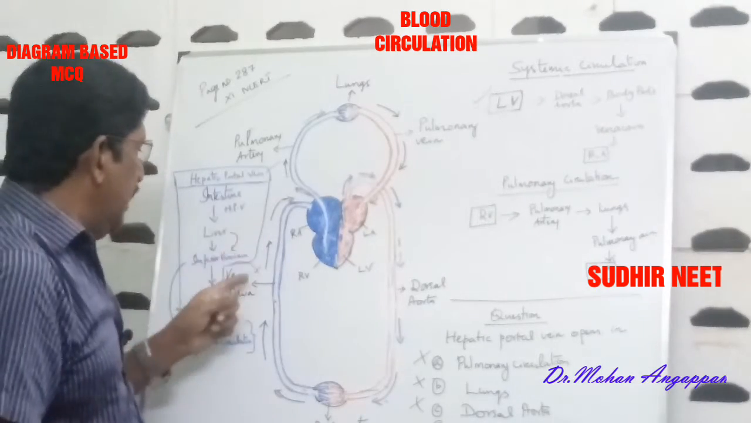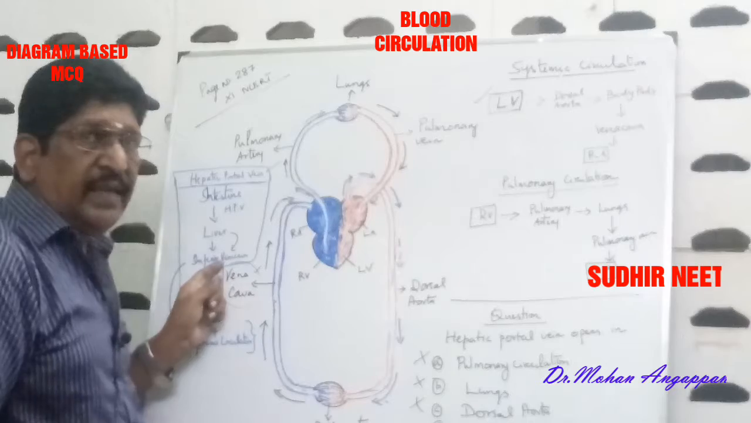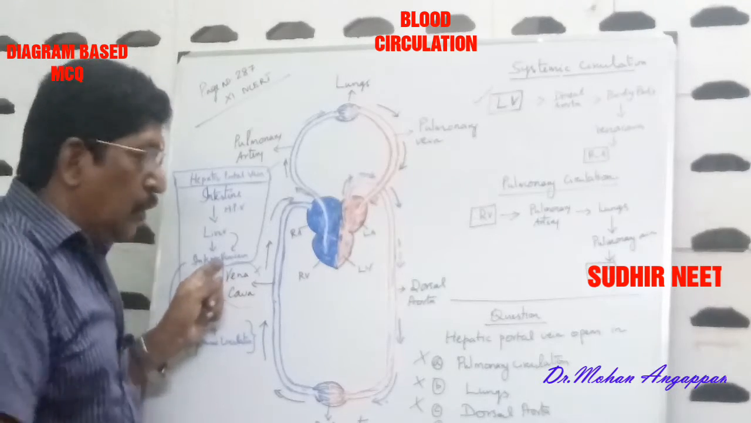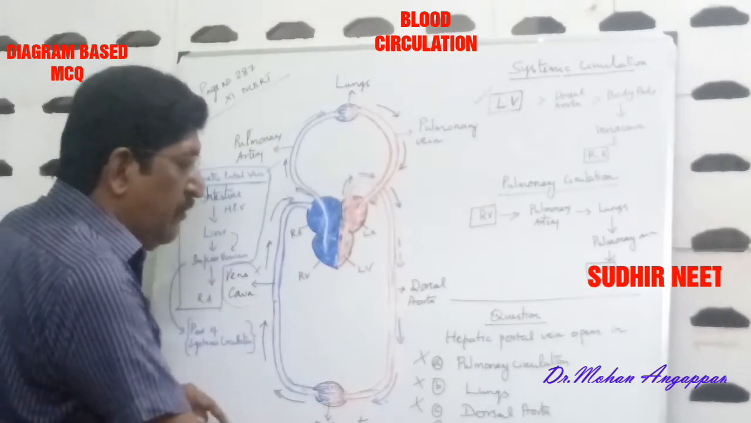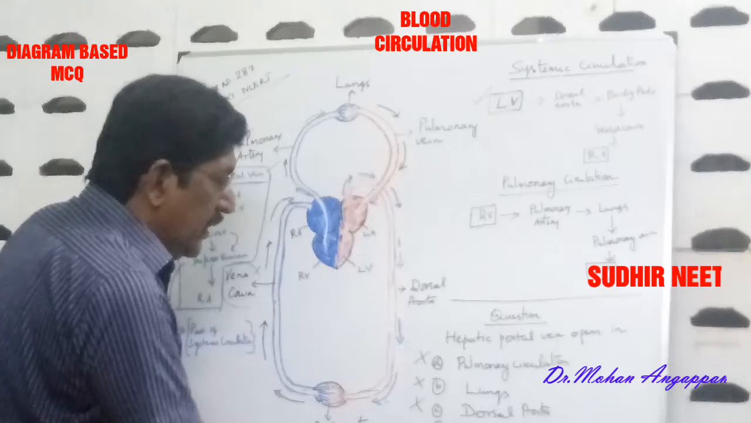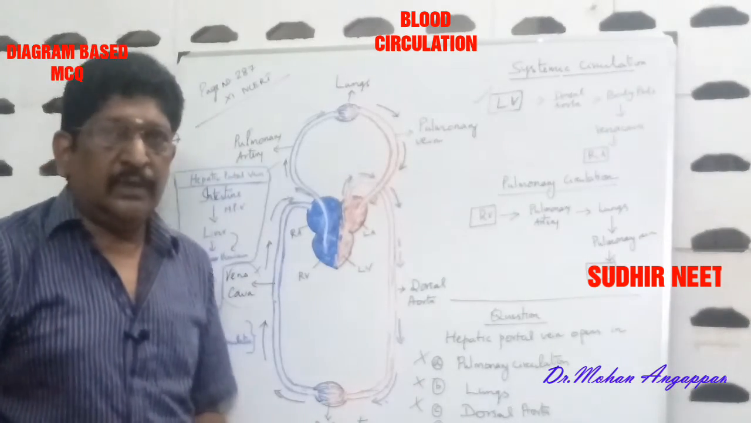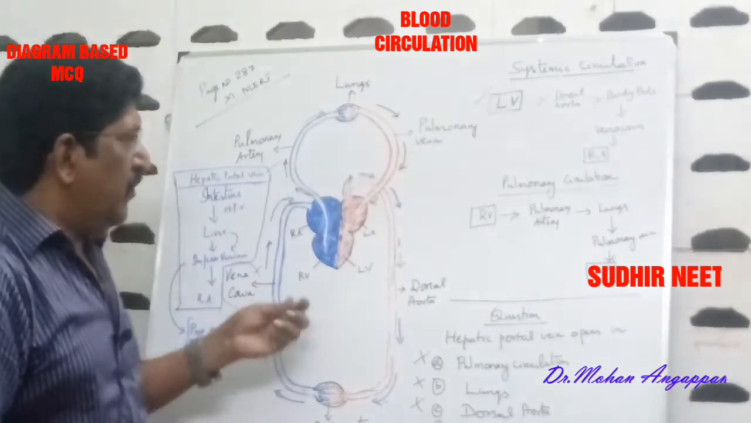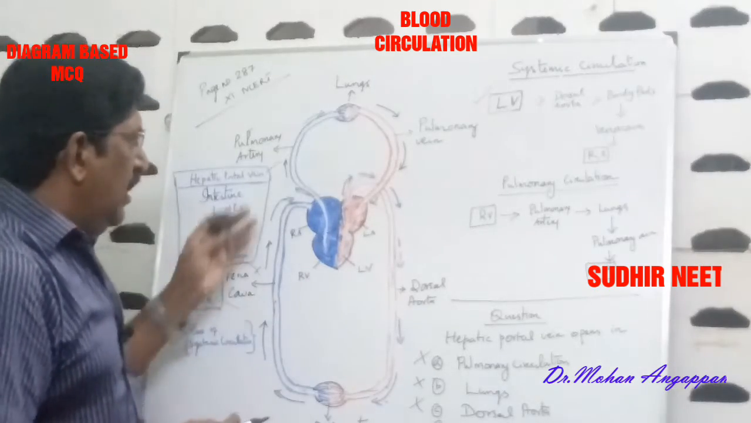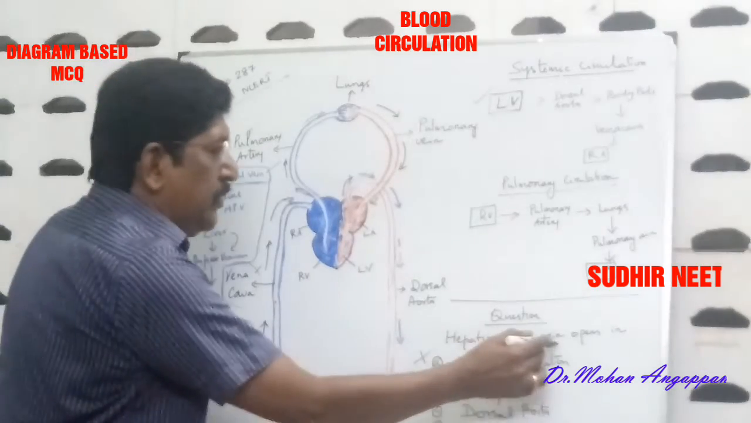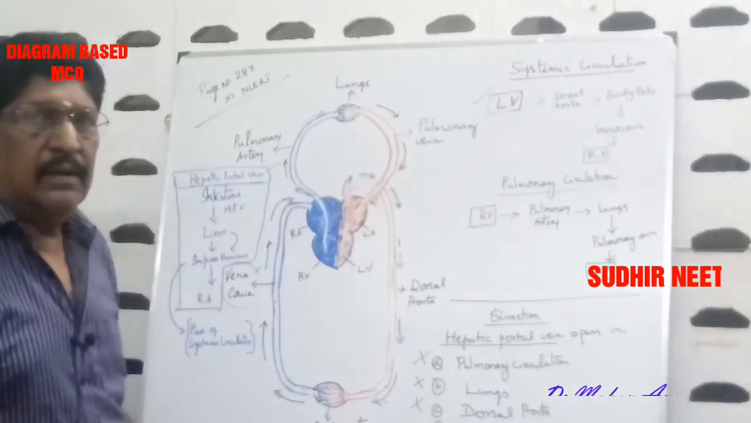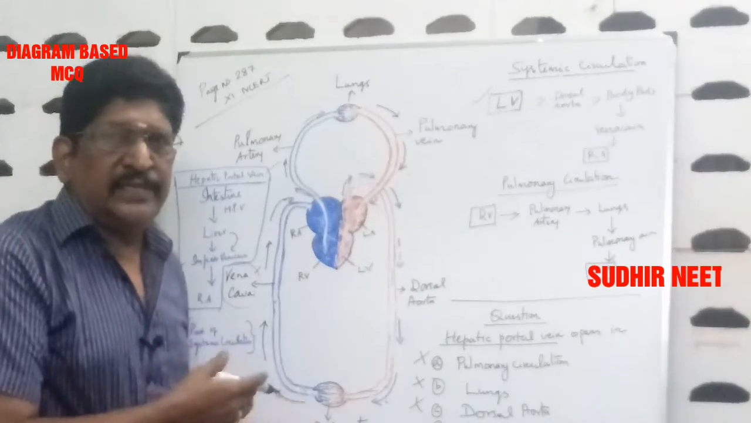The hepatic portal vein opens in the inferior vena cava. So the inferior vena cava is a part of systemic circulation. So the last option is the correct option. You can find that in the circulation diagram, there is no word hepatic portal vein. But the question will be asked like this.